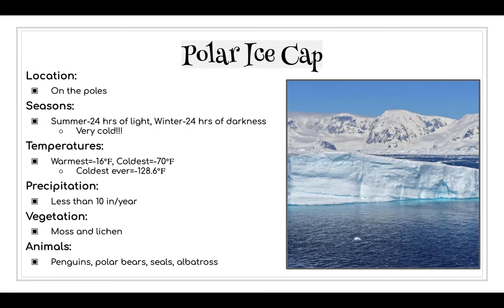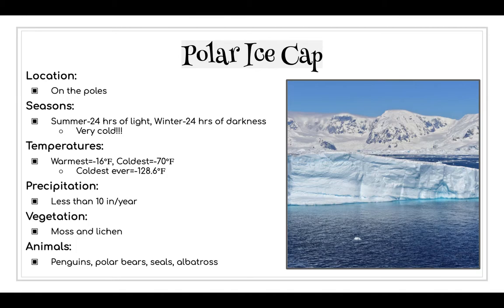And then polar ice caps. So these are on the poles. Okay, so this is in the North Pole and the South Pole. It's extremely, extremely cold. So in the summer, it is 24 hours of light. In the winter, it is 24 hours of darkness.